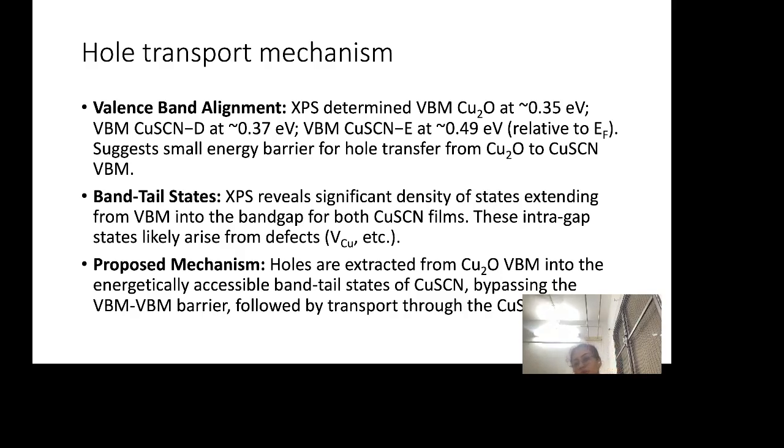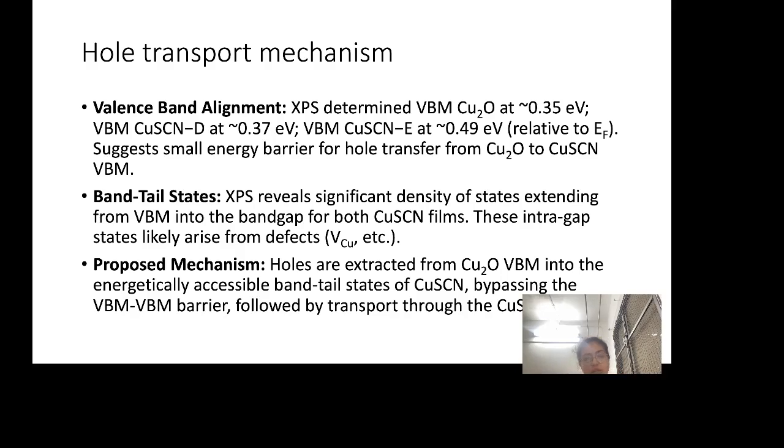Looking more into the results, we then look into the XPS data, which is the composition data, and probe the cuprous oxide and cuprous thiocyanate layers to see what the valence band maxima look like. We see that the cuprous oxide maximum is about 0.35, whereas that of the thiocyanate is about 0.37 or maybe 0.49. Either way, this shows that there is a small energy barrier for the transfer of holes from the oxide to the thiocyanate.